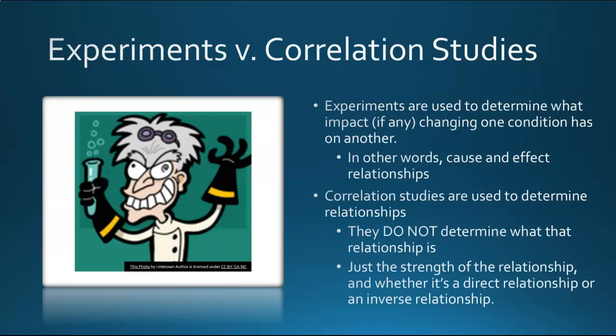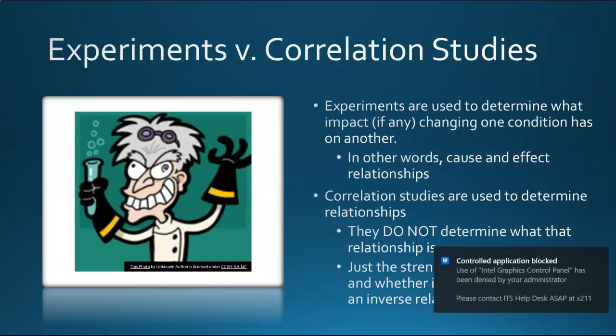There are a couple of key points to understand when we talk about experiments and correlational studies. The first is a reminder of some basic definitions. Experiments are used to determine a specific type of relationship, namely cause and effect. The whole point is to determine if the relationship is one of cause and effect. What happens to variable y when I change variable x, if we want to put it into algebra speak? Correlational studies are used to determine if a relationship exists at all.